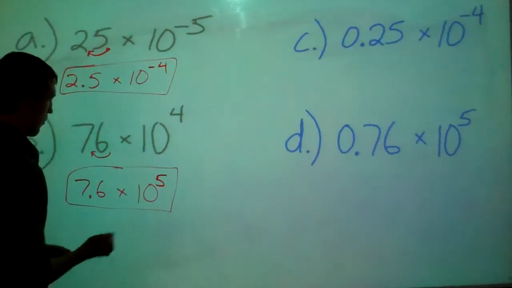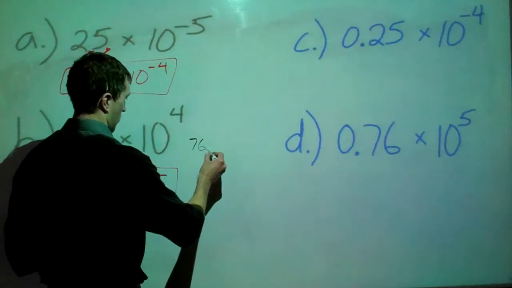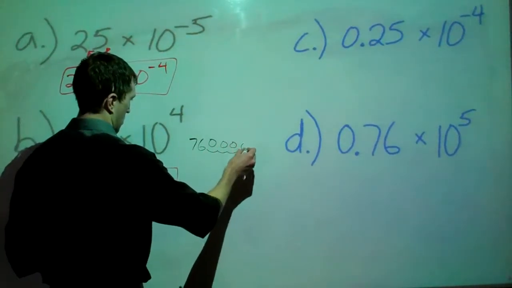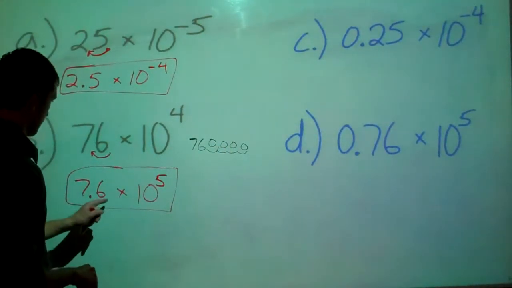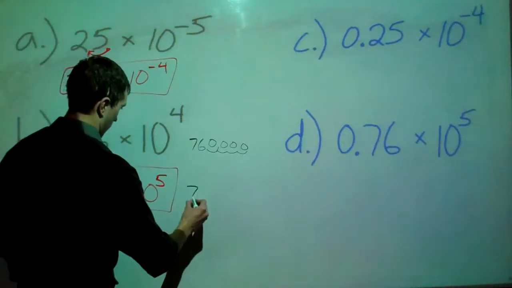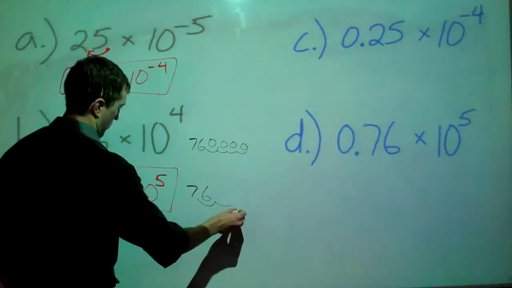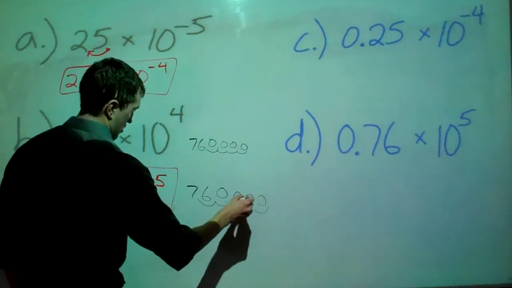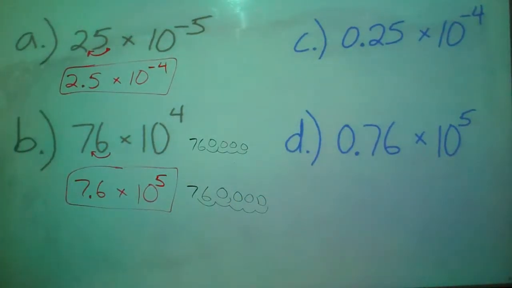76 times 10 to the 4th. That is 4 spots to the right. 1, 2, 3, 4. So 760,000. Let's see if we get the same thing here. 7.6, 5 spots over. 1, 2, 3, 4, 5. And we do get the same answer. Proper scientific notation.